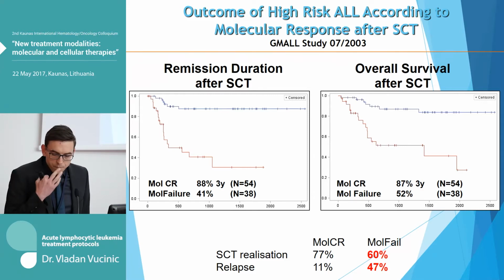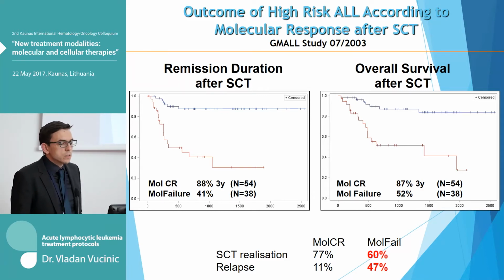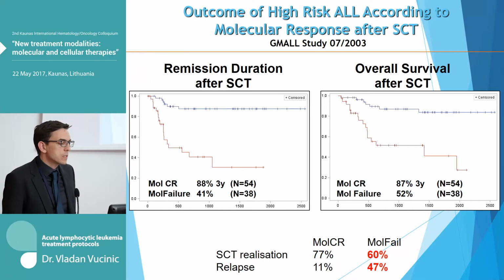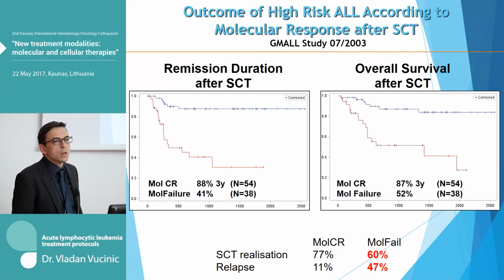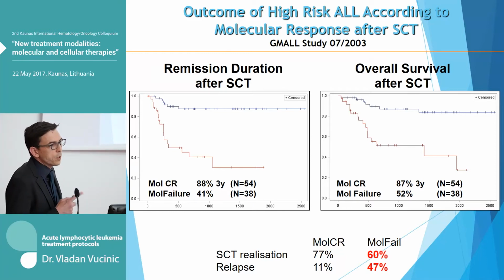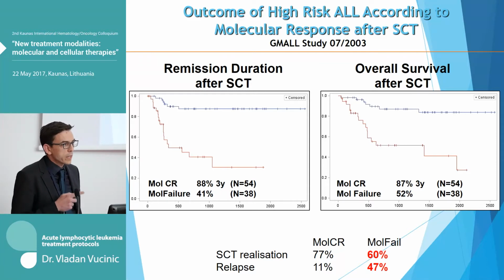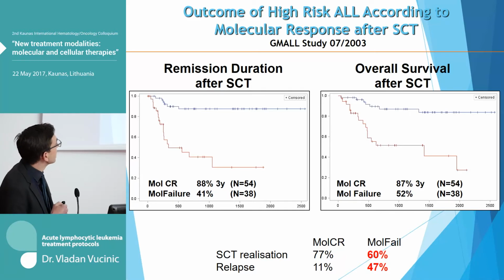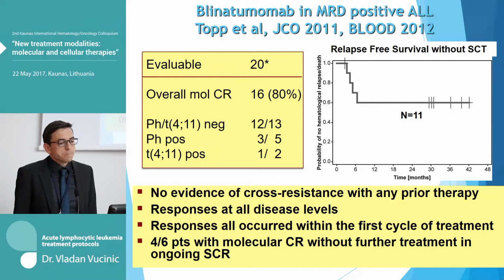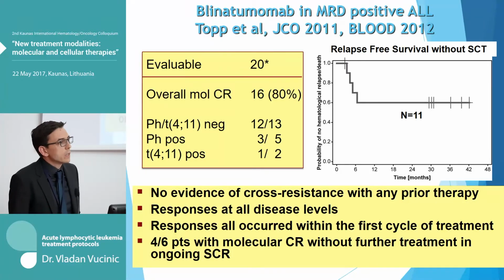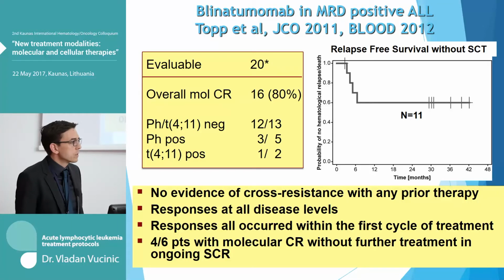The retrospective data show that the remission duration after stem cell transplantation is also correlating with the MRD positivity or negativity. So the patients who were transplanted at the point of transplantation who were on the molecular negative, molecular complete remission, they had quite an excellent prognosis. The question is how we can achieve a molecular response before the transplantation.